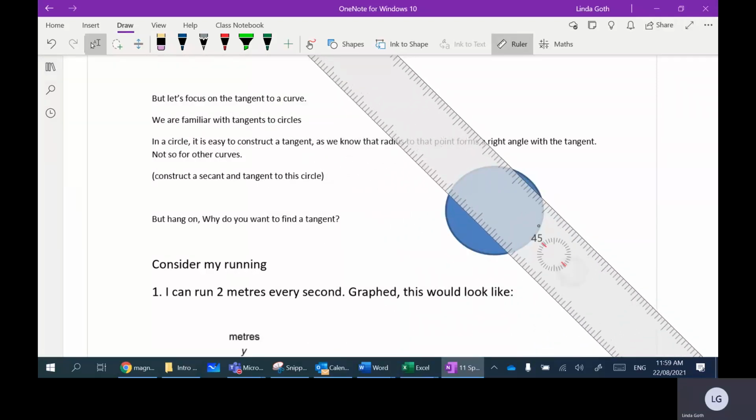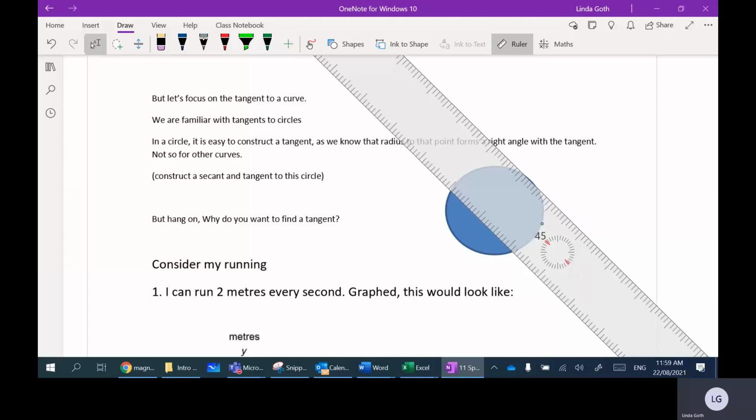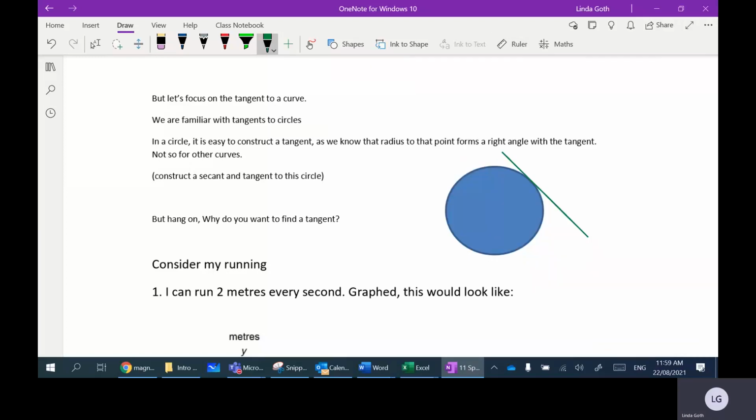Remember, a tangent is a line which just touches the edge of the circle, and that's our main exposure to tangents so far. So it will touch, it doesn't cut it, but it just touches in one spot.